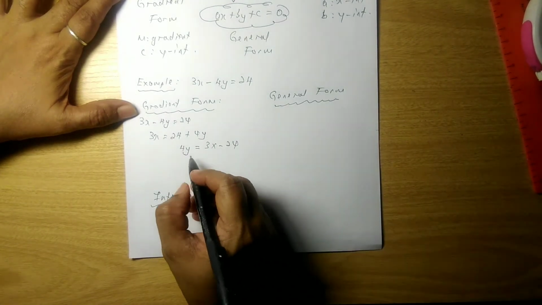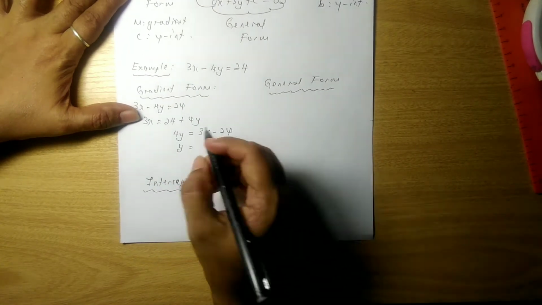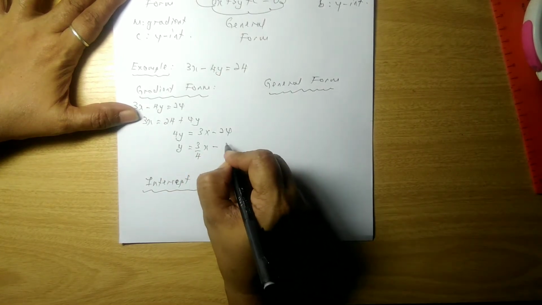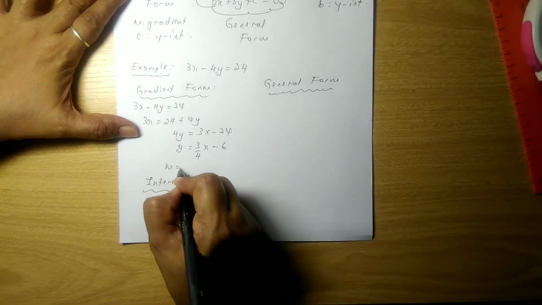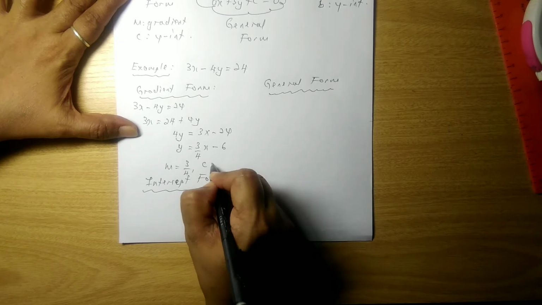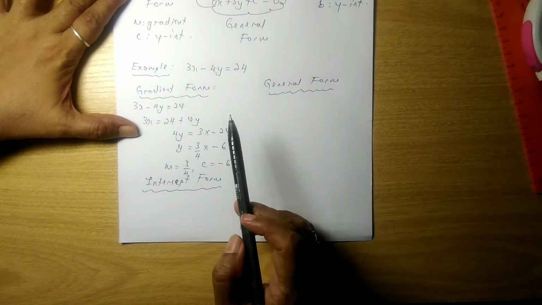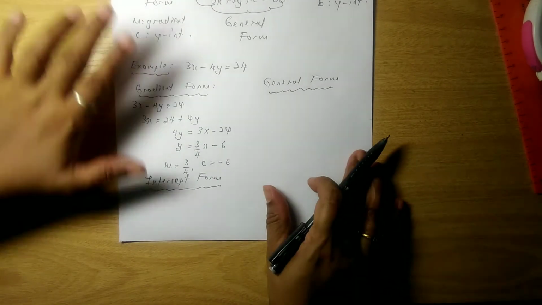Now y becomes, you divide the entire equation by 4. So this is 3 over 4 x minus 24 over 4, which becomes 6. That means now my gradient is 3 over 4 and my y-intercept is negative 6. Okay, so next we move on to the general form.